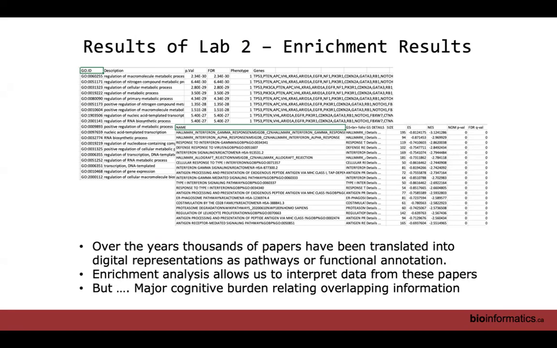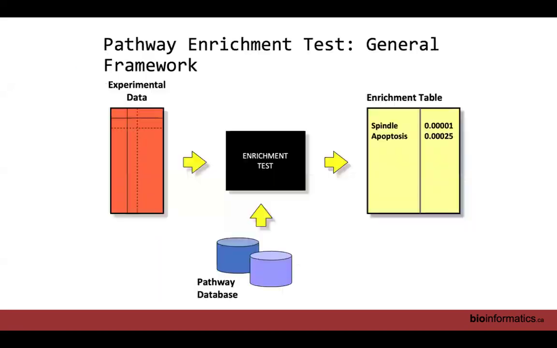And it's not so easy to interpret a list, right? Even the original list that we started with is just a list of genes. So in order to garner more information from them, we want to be able to represent this in a different format. There's a huge cognitive burden relating to this information. It's like overlapping pieces of information. How do we summarize it as a picture?